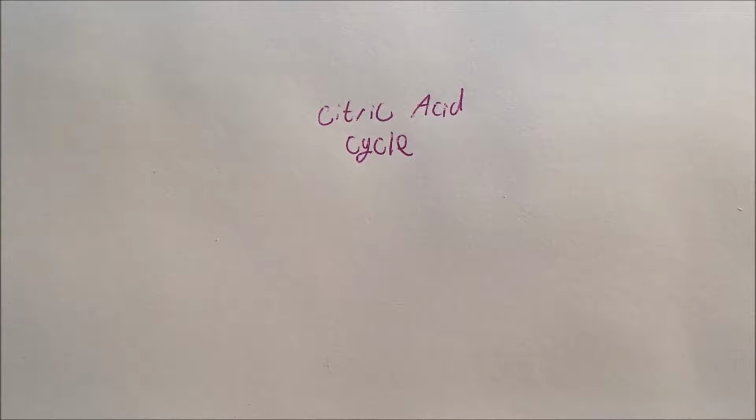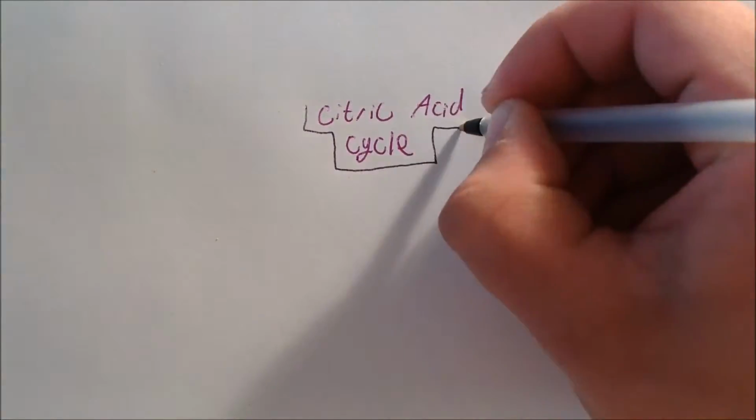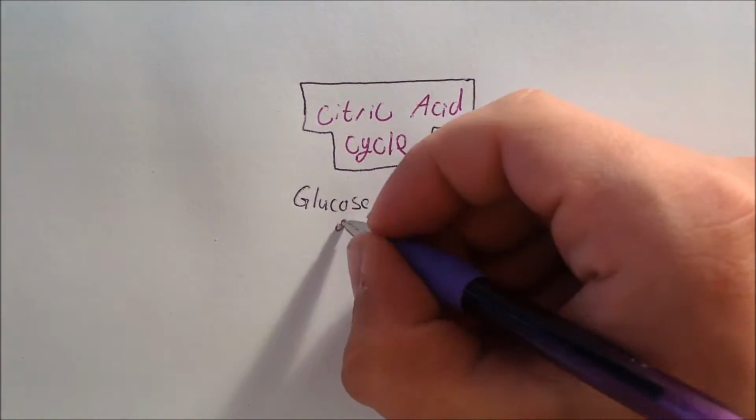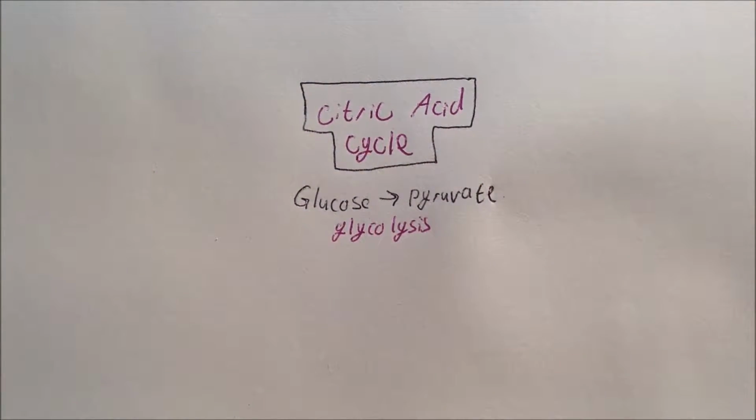pyruvate from the glycolysis. So, for this to be able to take place, glucose had to be converted to pyruvate in glycolysis. And then the pyruvate had to be converted to Acetyl CoA in Pyruvate Processing. There wasn't a video on Pyruvate Processing because it's a really short and simple mechanism. But essentially, Pyruvate Processing is just taking pyruvate and changing it to Acetyl CoA.